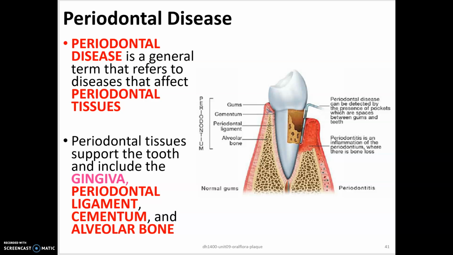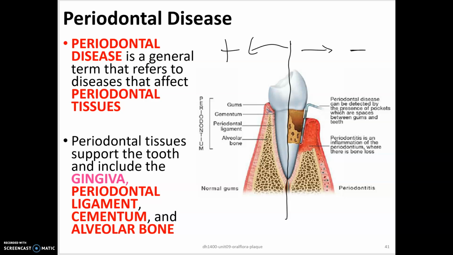Periodontal disease, of course, is a term that we use to refer to diseases that affect the periodontal tissues. So what are the periodontal tissues? Well, if we look at the figure on the right, and I just draw a line right down the middle of this tooth, on this side we've got healthy, normal tissue, and on this side it's going to be negative. So this is going to represent periodontitis or periodontal disease.